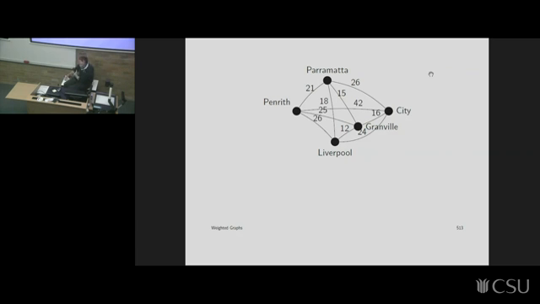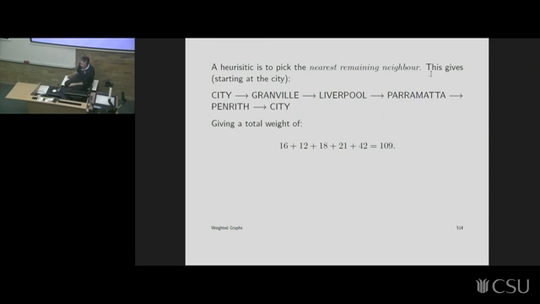But so you go to Granville, which one would you pick next? From Granville, which is the cheapest to go? Liverpool on 12. Then you're in Liverpool, which is the cheapest to go then? Parramatta. So up to Parramatta. Then from Parramatta, Penrith, because that's the only place you haven't been to yet. Once you're in Penrith, you have to go home, back to the city. So that's sort of the closest neighbour approach. It's just a heuristic. So if you did that, you get a value of 109 if you add up all the weights along those stages.